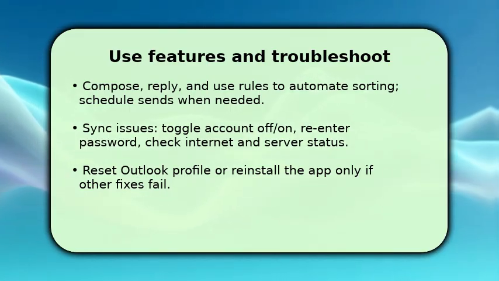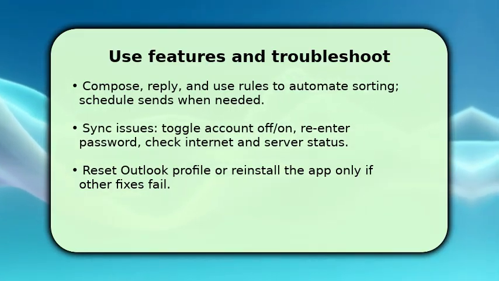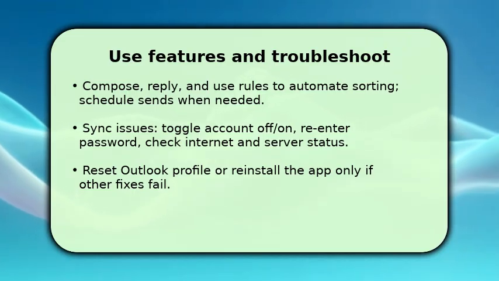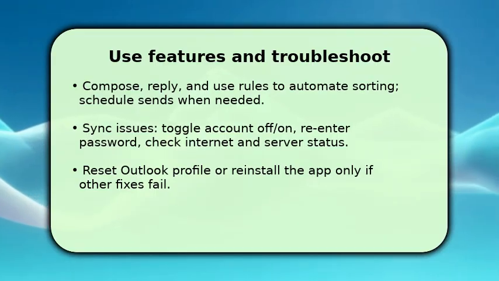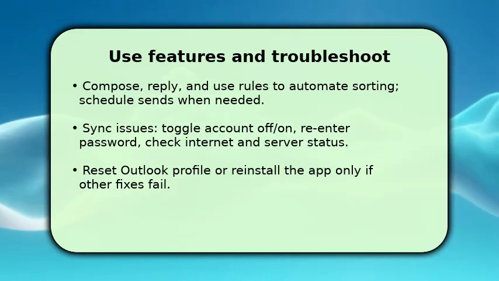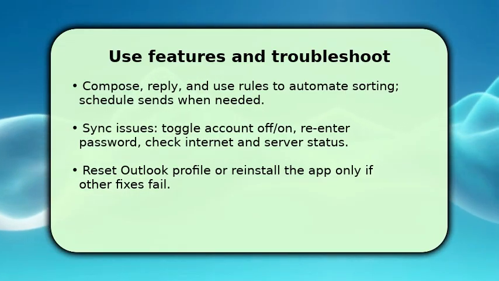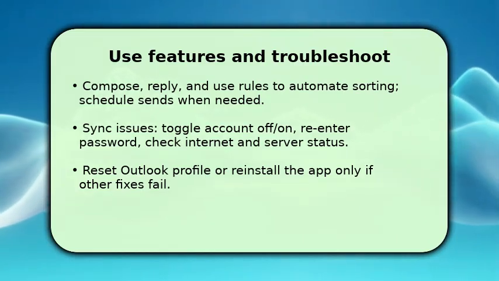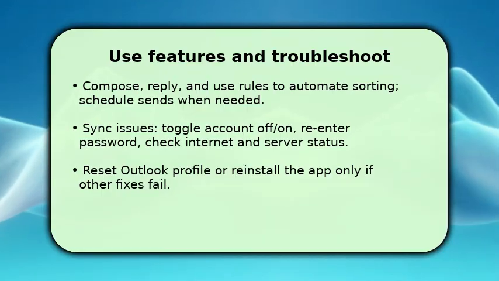When something breaks, start by checking network connectivity and Microsoft service status. Then re-enter your password or toggle account sync off and back on. If mail or calendar still won't sync, remove and re-add the account, and make sure app permissions are granted in macOS settings. As a last resort, export your data. Reset the Outlook profile, or reinstall the app to clear persistent corruption.